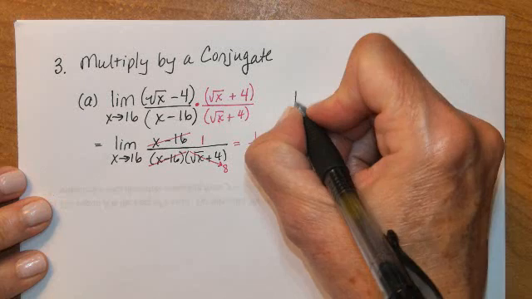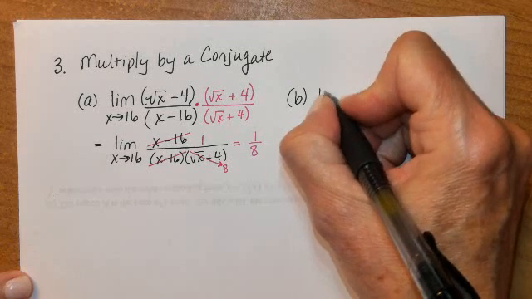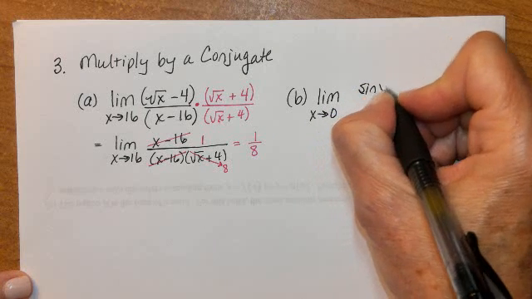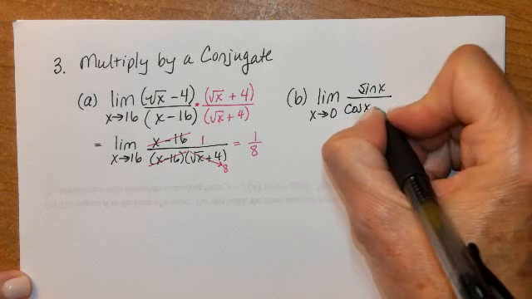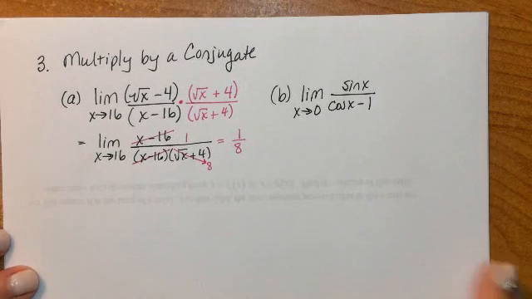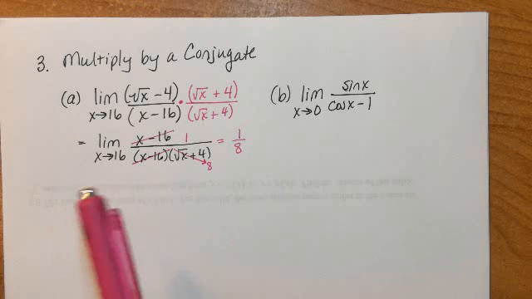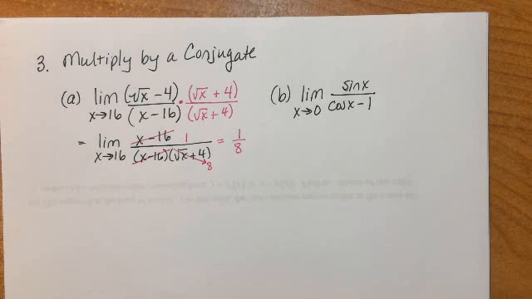Okay, what about this one? B. Limit as x approaches 0 of sine x over cosine x minus 1. You're going to get very used to having trig functions, log functions, exponential functions, rational functions, all of the function types that you have been introduced to in the past. They will be in everything we do. So seeing a trig function eventually will not surprise you at all.